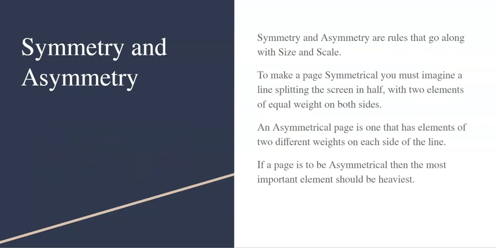Okay, now going along with size and scale, there's also the element of symmetry and asymmetry. This hinges on the idea that if you split your page in half, you can have two elements on both sides. If both of the elements are of equal weight, then it is considered to be symmetrical. If one side is considered to be heavier than the other, then it is called asymmetrical.